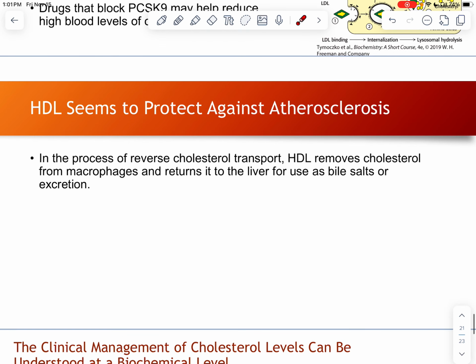As we're talking about arteriosclerosis, HDL seems to protect against it. In the process of reverse cholesterol transport, it goes out and grabs cholesterol that was left over from cell death and things like that and pulls it back to the liver. HDL removes cholesterol from those macrophages and returns it to the liver. We also know that HDL associates with an enzyme that may help degrade some of that oxidized LDL. And we know that ideally we want to increase our HDL levels and decrease our LDL levels for general health.